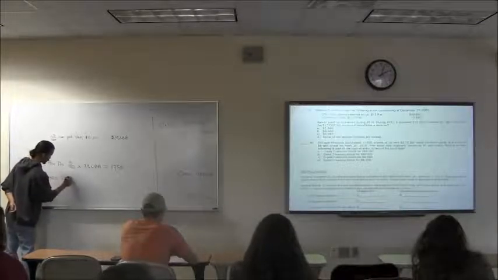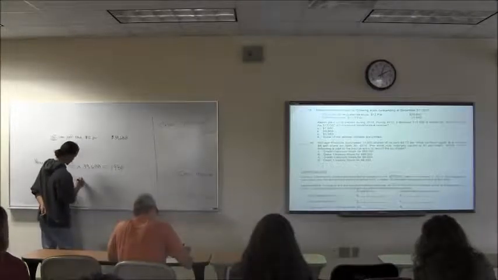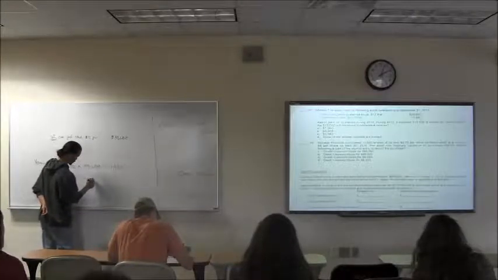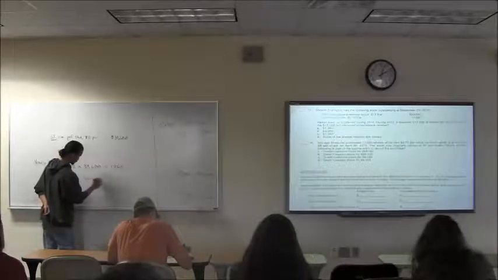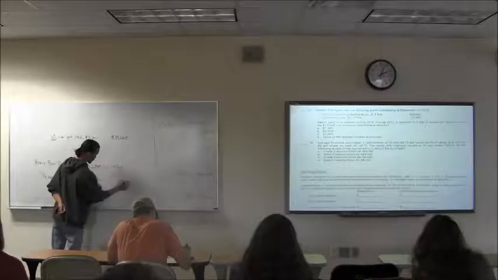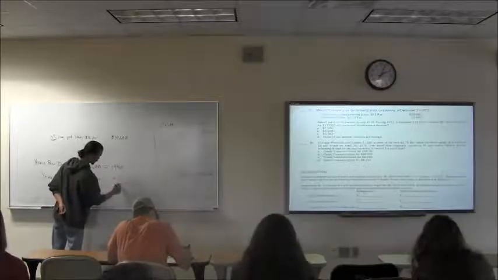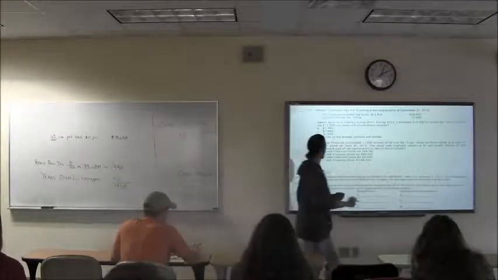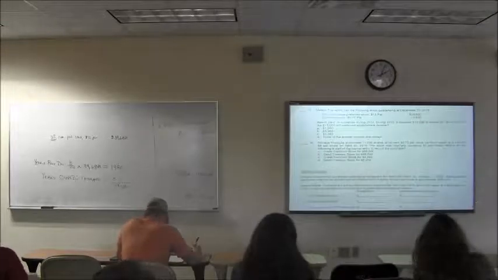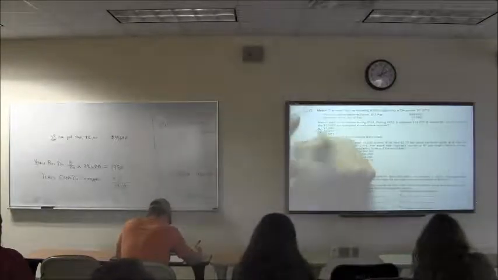How many years are they owed dividends for? All right. And that'll give you the 3960. So that will be 3960.